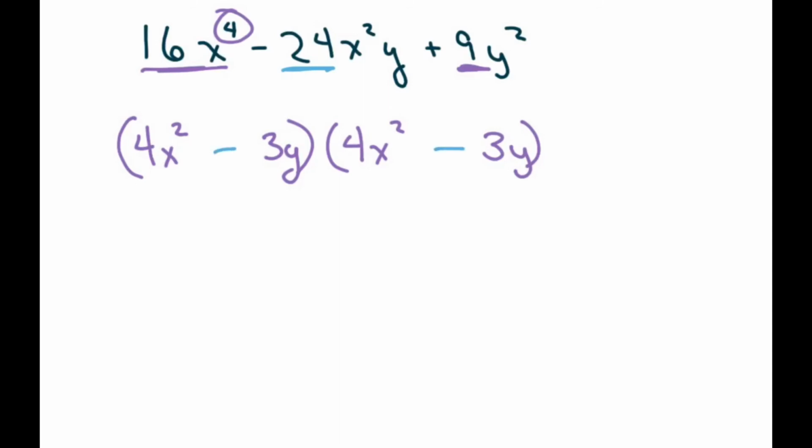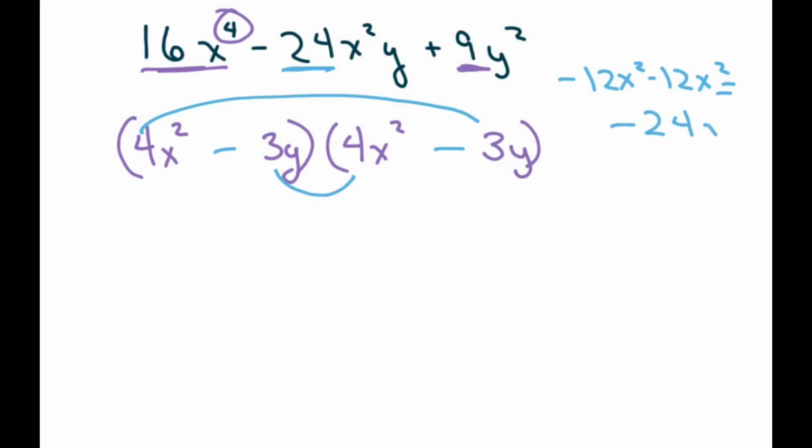This is going to be minus minus. So that's going to be negative 12 minus 12. Well, it's actually negative 12x squared minus 12x squared, which does indeed give you negative 24x squared.